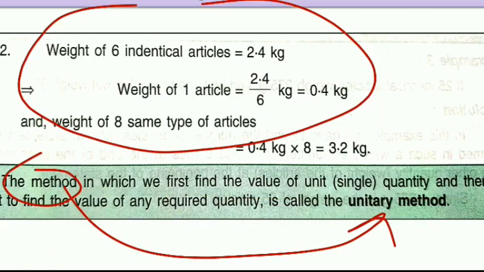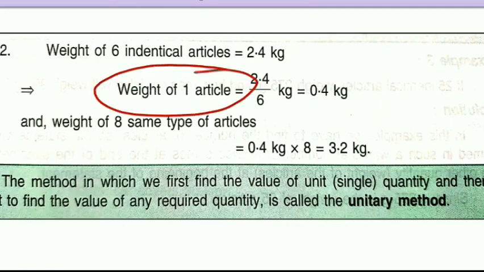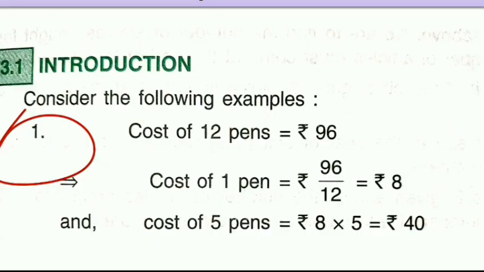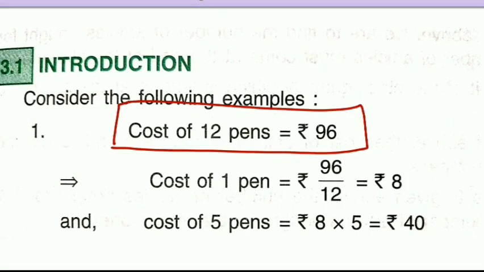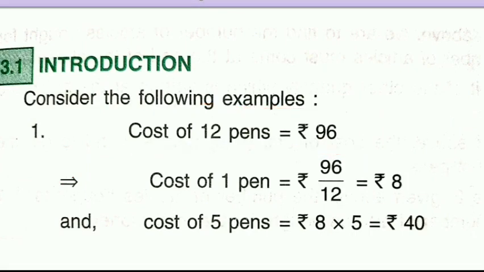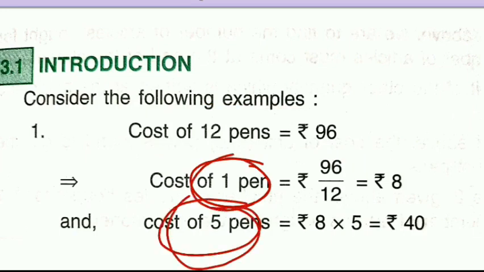So here what have we done? At first we have found the value of 1 and then we have found the value of many. So here we have used the unitary method. In example 1 also we have done the same thing. We knew the value of 12 at first. Then we found the value of 1 and then the value of many. So here also we have used the unitary method.